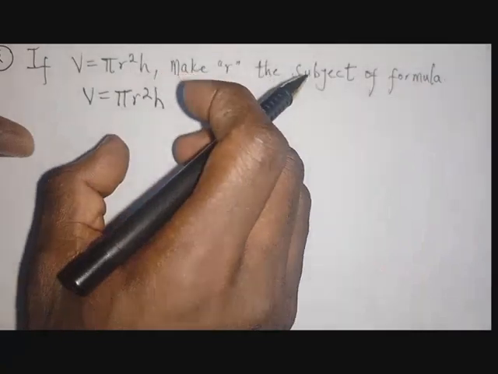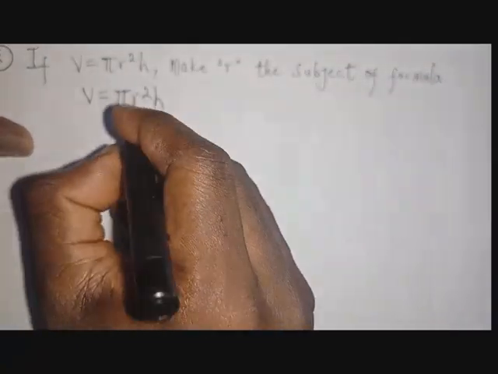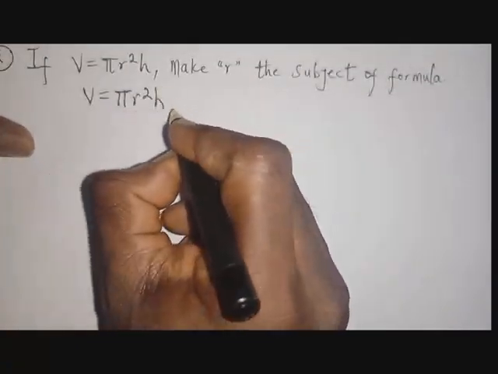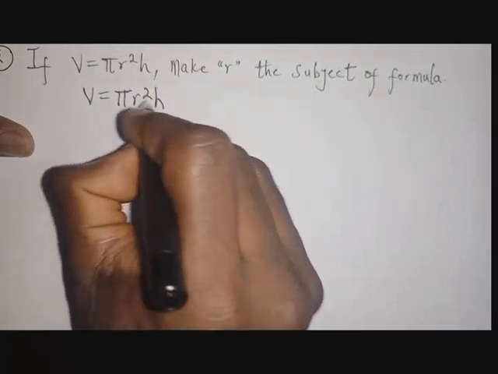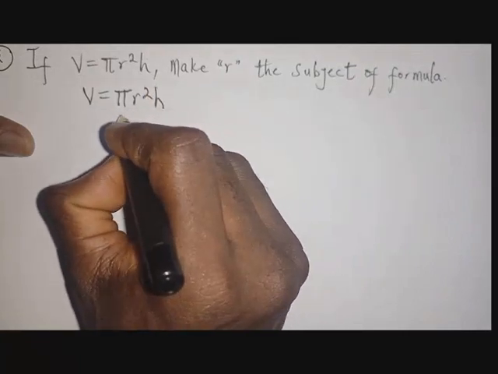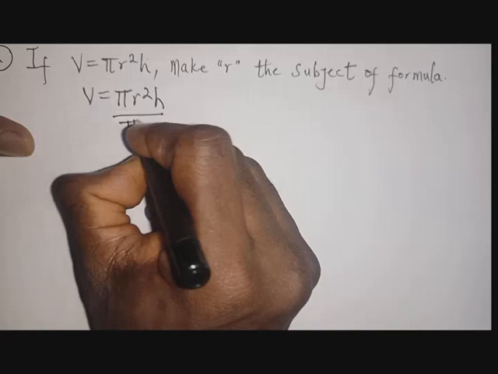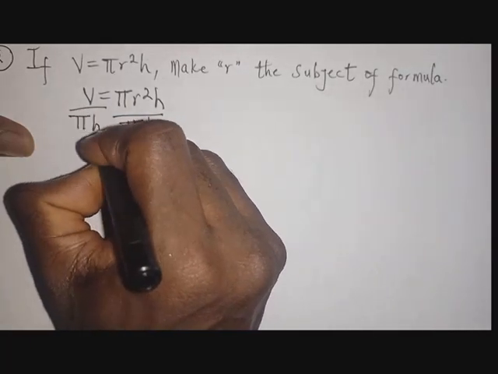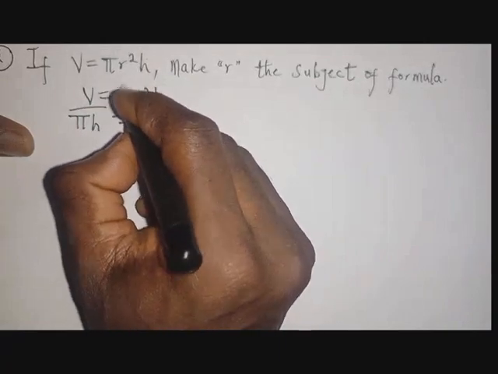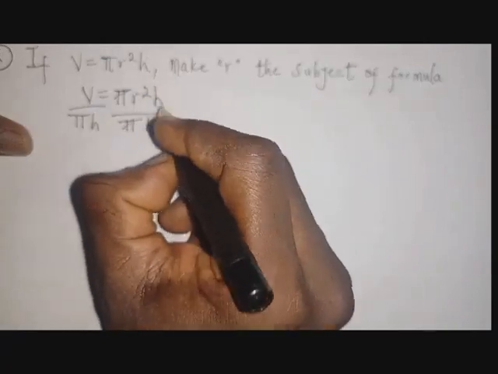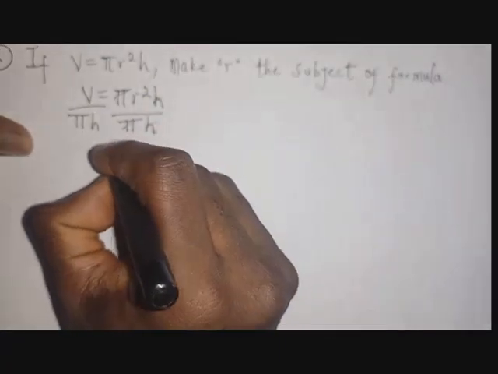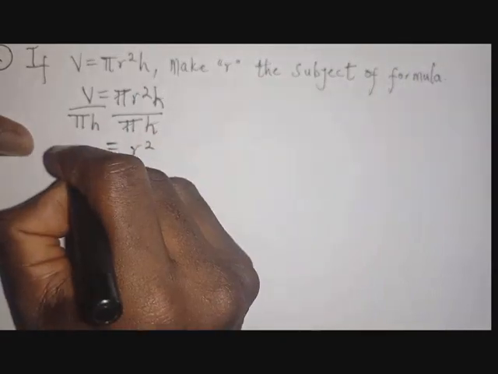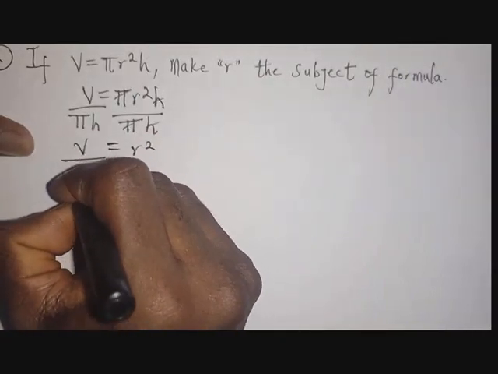Remember what we said. All we're interested in is r. But what we have here is r squared. So the first thing I need to do is to take off the other attached letters. So I'm going to divide through by pi h. They are going to cancel out. So I'm going to be left with r squared equals v over pi h.